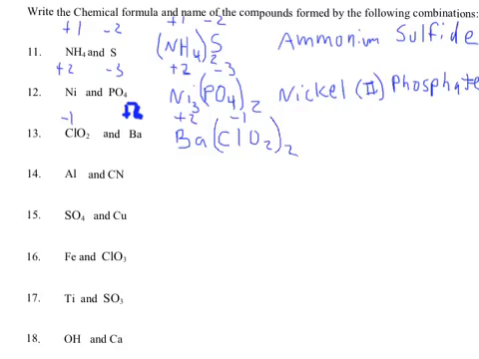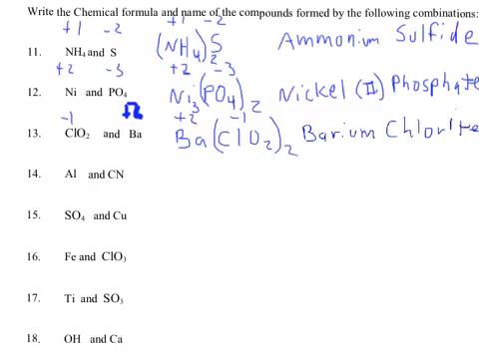That's how I indicate that. And so now what I've got here, if you look, I have two -1s, which cancels out the +2. And barium is only +2. It can't be anything else, so I just say barium. And then I say chlorite.